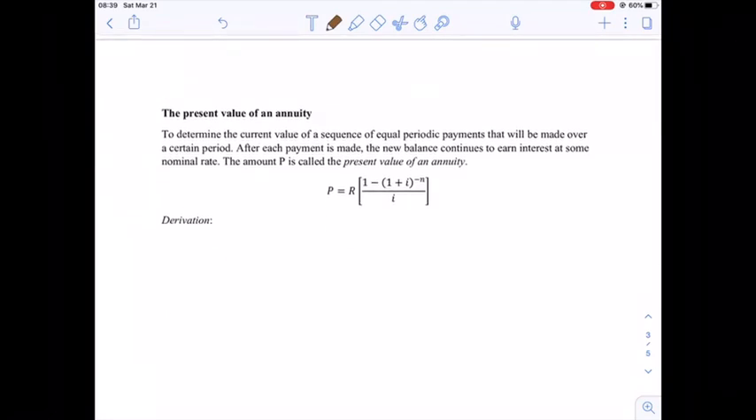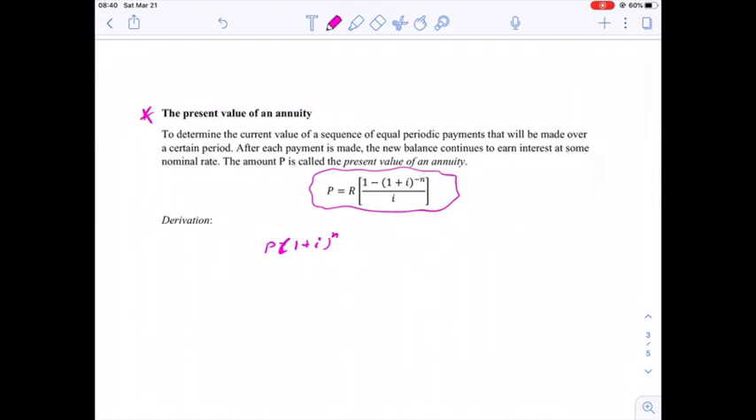Okay. Now the second part of this section is about the present value of an annuity. So we want to determine the current value P of a sequence of equal periodic payments made over a certain period of time. So we want to know the current investment value. So the amount P invested now and earning interest at the rate I has an accumulated value of P times (1 + I)^n. I want to derive this formula.